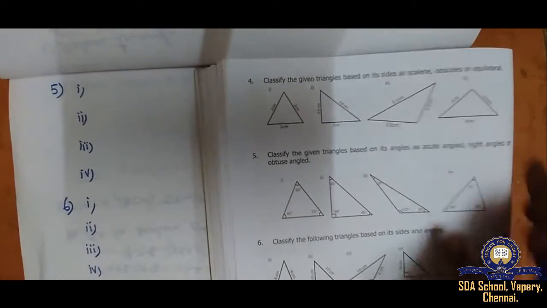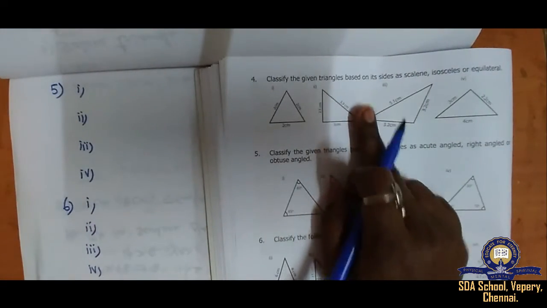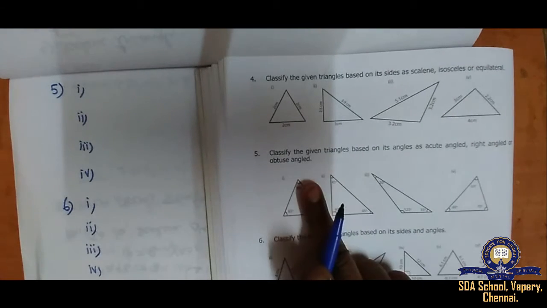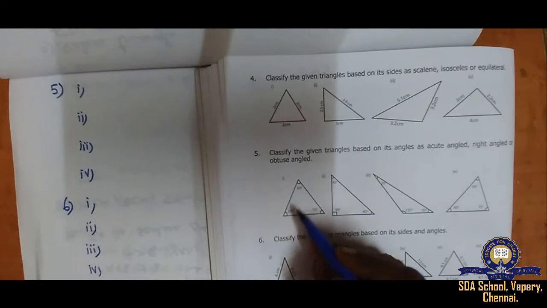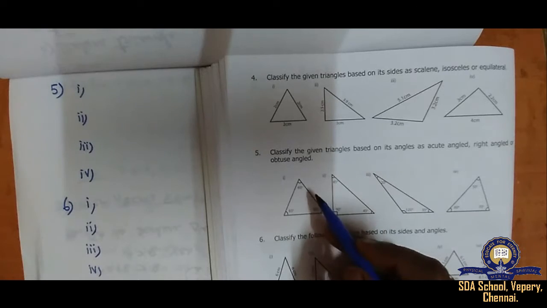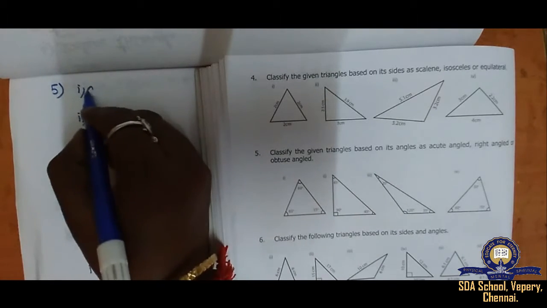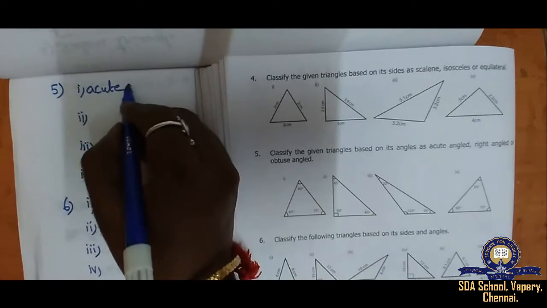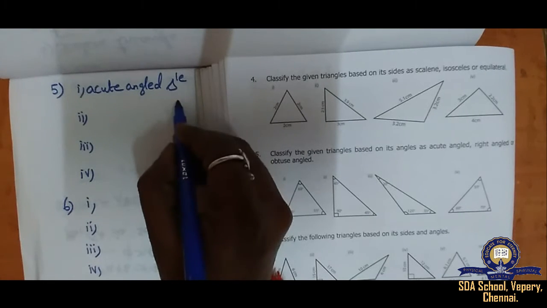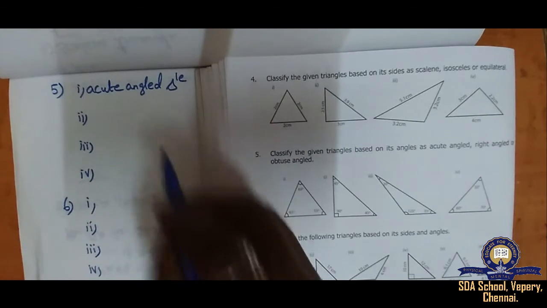Classify the given triangle based on its angles as acute angle, right angle or obtuse angle. See, it is angle we should follow: 65, 55, 60 degree. That means it is below 90 degree. That means it is said to be an acute angled triangle. For triangle, I am using this symbol. You just write it as triangle itself.